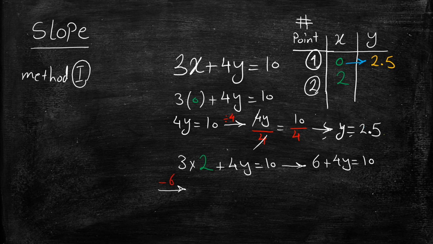6 from both sides, so 6 plus 4y minus 6 equals 10. Do the same thing to the right hand side. 10 minus 6. So the 6 cancels from the left hand side, so we have just 4y equals 10 minus 6, that is 4. Now I divide both sides by 4, so we get rid of that multiplication of 4 of y.